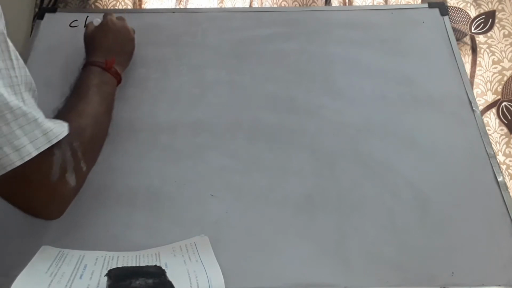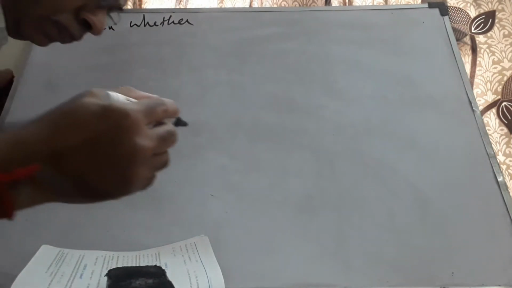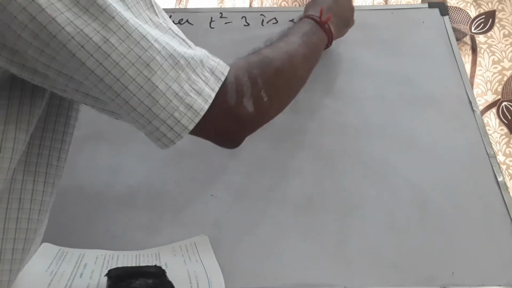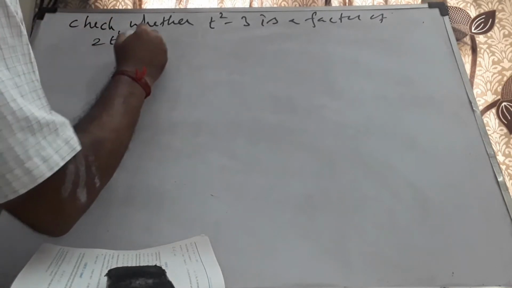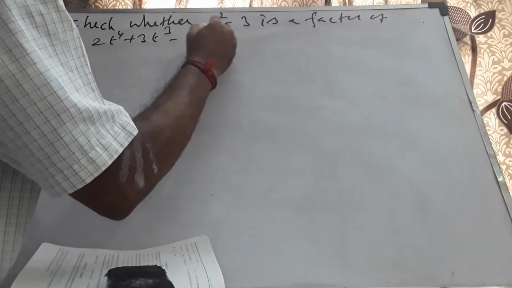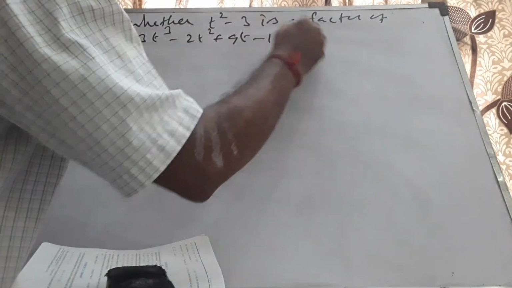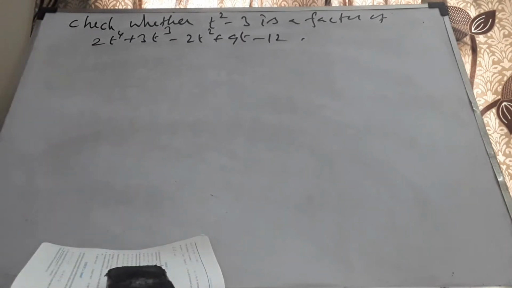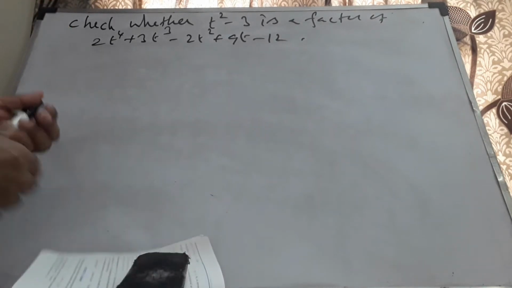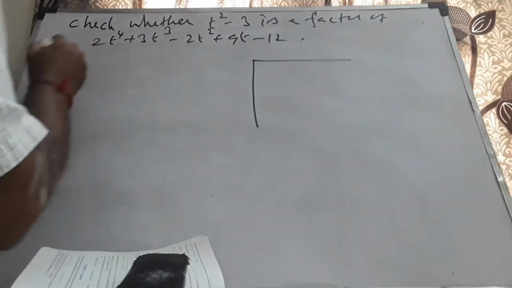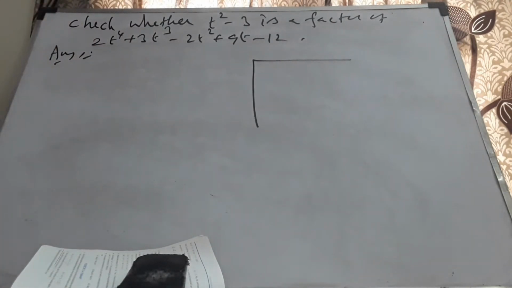Now, check whether t square minus 3 is a factor of 2t power 4 plus 3t cube minus 2t square plus 9t minus 12. Just listen carefully. Check whether t square minus 3 is a factor of 2t power 4 plus 3t cube minus 2t square plus 9t minus 12. Let me just do long division. Let me take another pen. Okay, let me just divide.